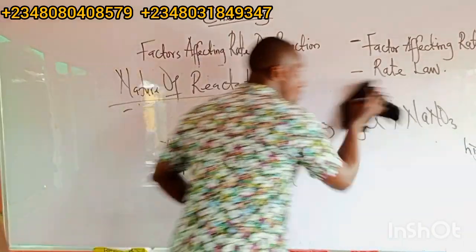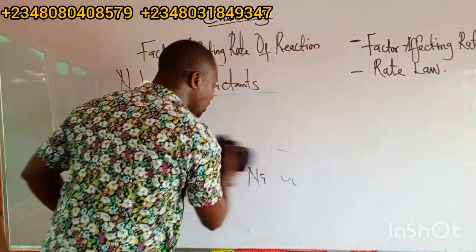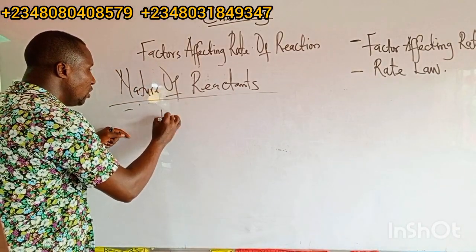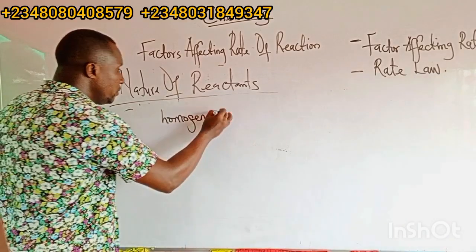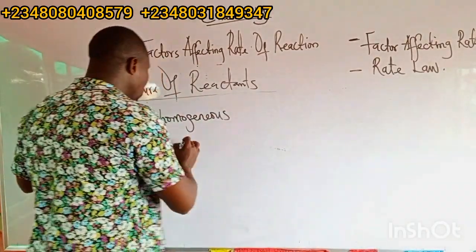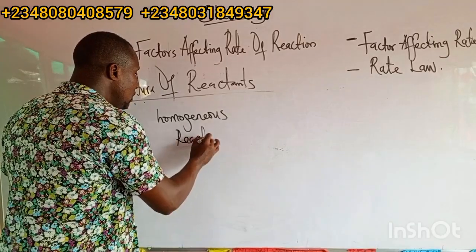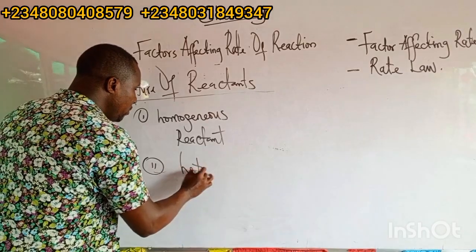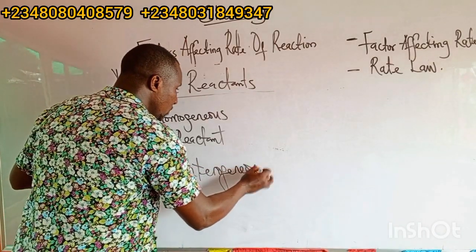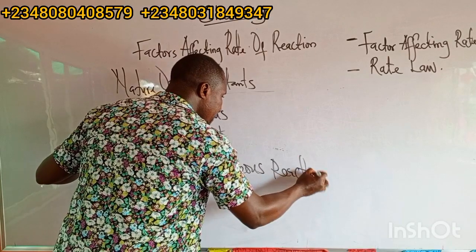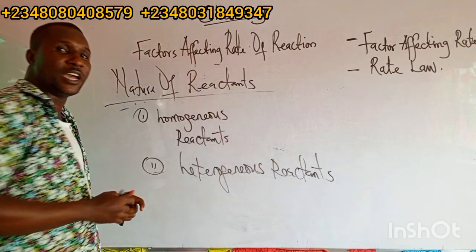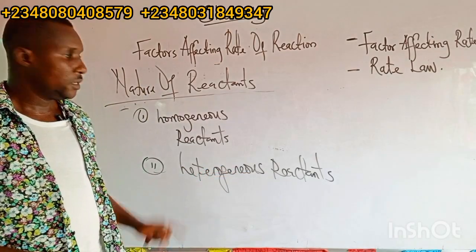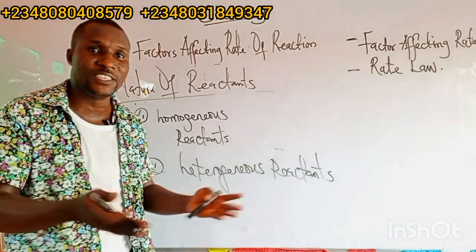Then another thing I can explain under this: when you have homogeneous reactant and heterogeneous reactant, don't forget we are still under nature of reactant. What is the meaning of homogeneous reactant? That means all the reactants are in a single phase.